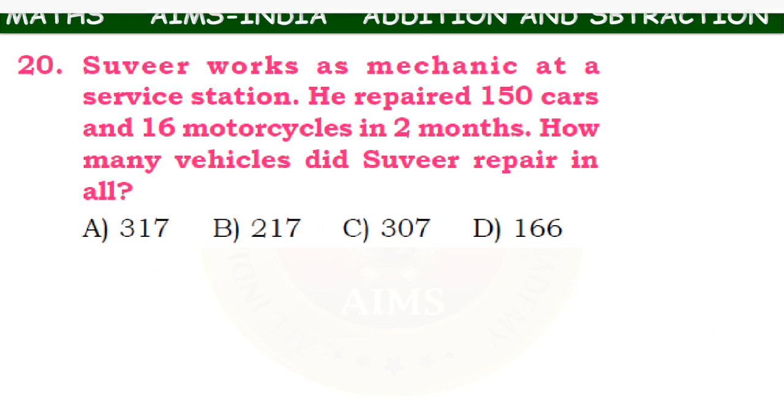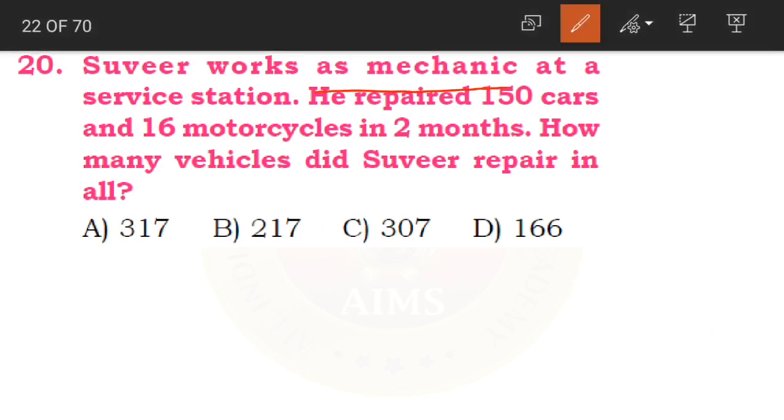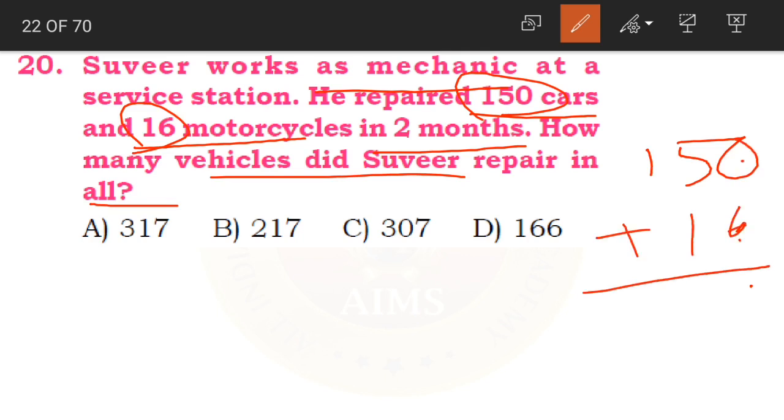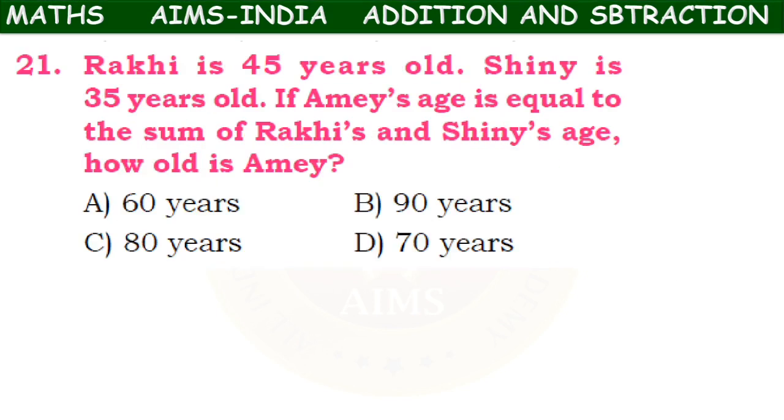Coming to question number 20. Suvir works as a mechanic. He repaired 150 cars and 16 motorcycles in 2 months. How many vehicles did Suvir repair in all? Again the same similar type of question wherein we have to add. 150 plus 16. 0 plus 6, 6. 1 plus 5, 6, and then 1. What is the total? 166. That is option number D. Clear, children?